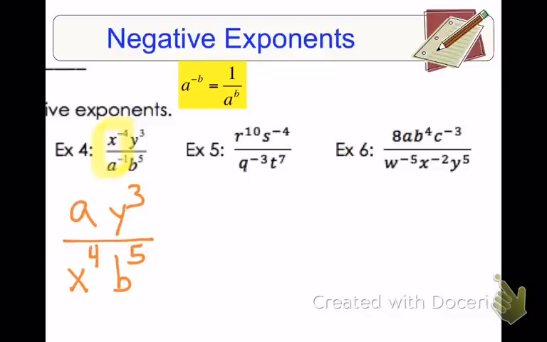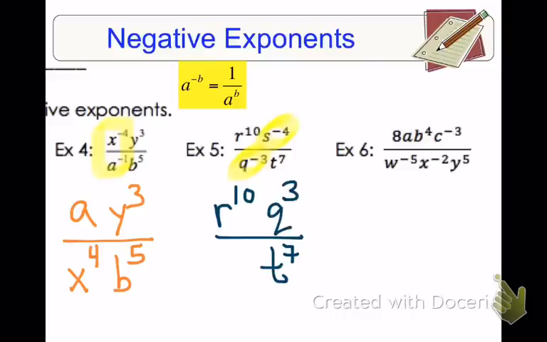Let's go ahead and try the next one. So in this next one, I have the S and the Q that need to switch locations from top to bottom and bottom to top. So I am going to leave my r to the 10th at the top and the t to the 7th at the bottom. Again, order doesn't matter which one's on the left, which one's on the right. So the Q is going to go to the top with its power of 3 now positive, and the S is going to go to the bottom. Its negative power is going to become a positive power. So I've just switched everything from a negative power to a positive power using the negative exponent rule.